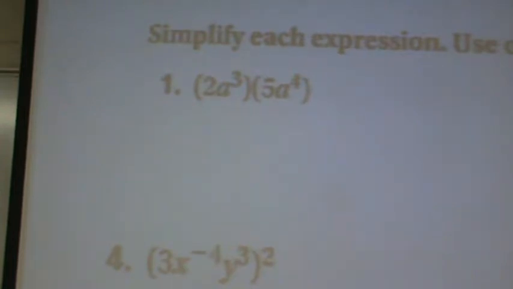This is in class Algebra 2, the assignment from December 5th, pre-6.1 and 6.2. Question number 1.